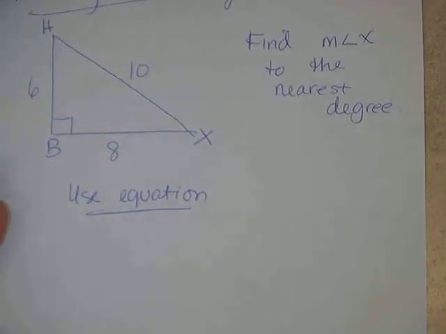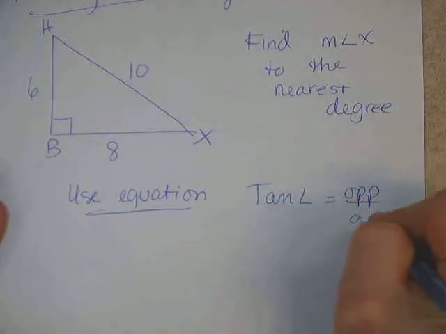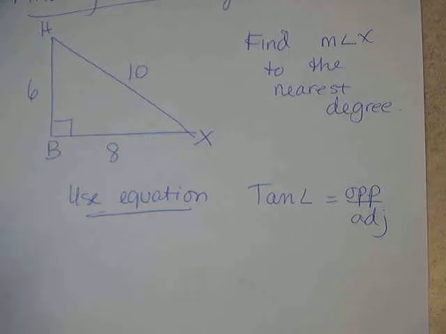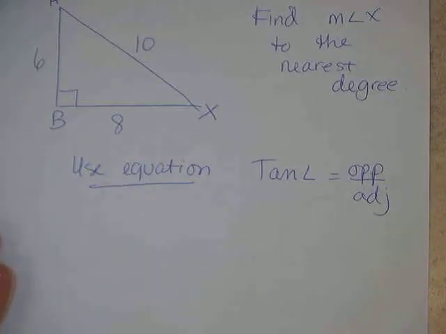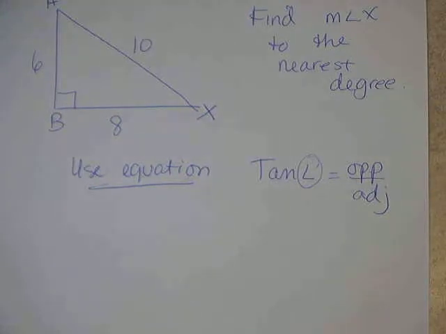You're still going to set up your equation, okay? Tangent of the angle equals the opposite over the adjacent. The difference here is that we don't have an angle measure. We're finding the angle measure, okay? We're actually looking for that.